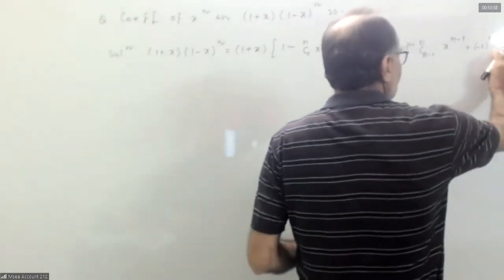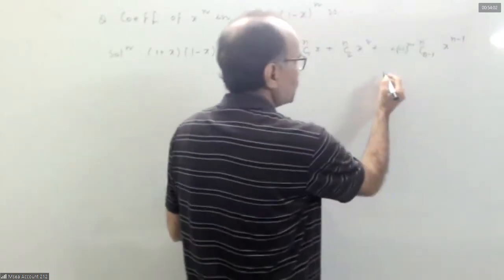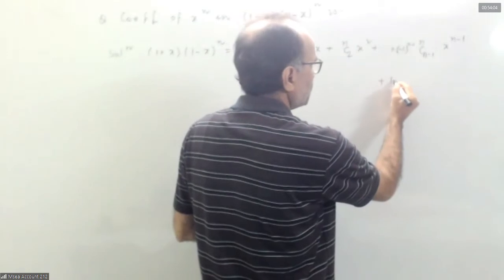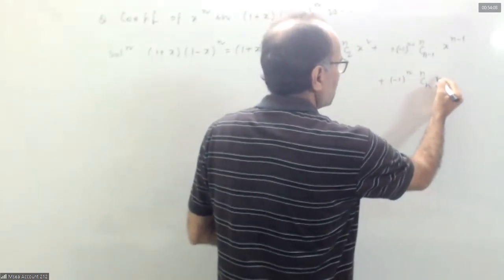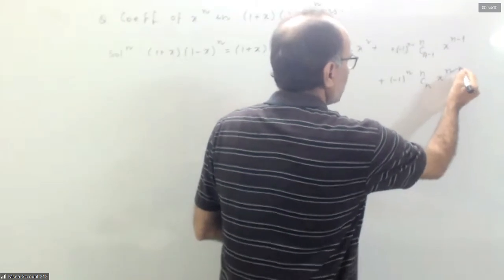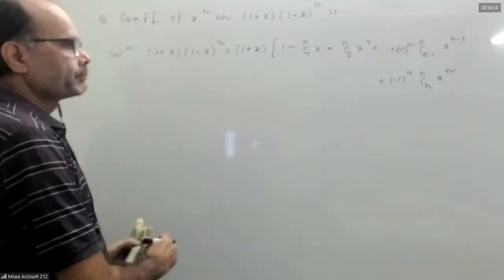Is it visible here? No, sir. nCn x to the power n, or else plus minus 1 to the power, this minus 1 common.